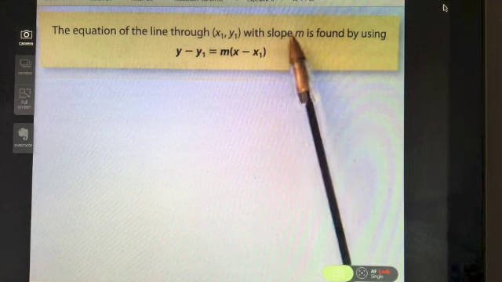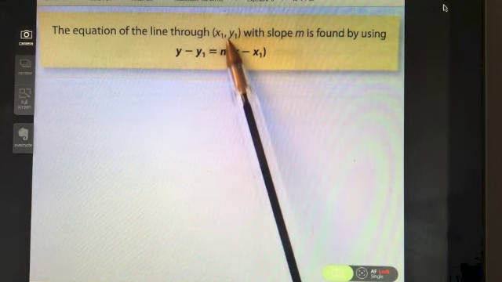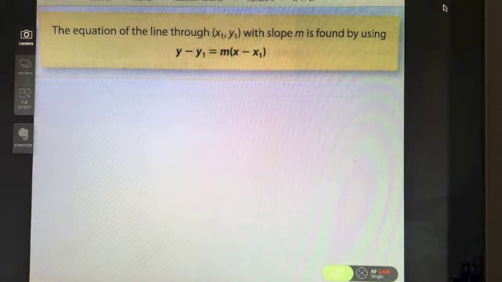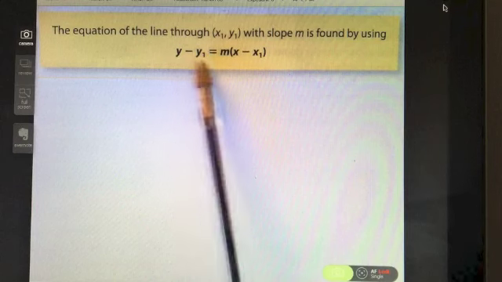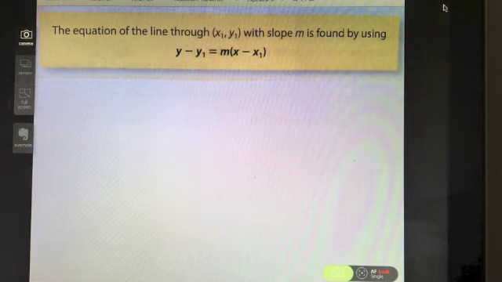Once you have a slope of the line, and once you have any point on the line as well, then you have the information to be able to find the equation of the line using this formula: y minus y1 equals m times x minus x1. Okay, let's jump straight into playing around with this formula and trying a few questions.